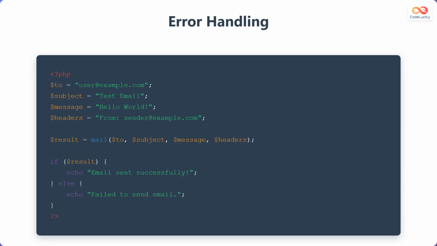It's important to handle errors when sending emails. The mail function returns true if the email was accepted for delivery and false otherwise. You can use this to check if the email was sent successfully. After calling the mail function and storing the result, we use a conditional statement to check if the result is true. If it is, we display Email sent successfully. Otherwise, we display Failed to send email.